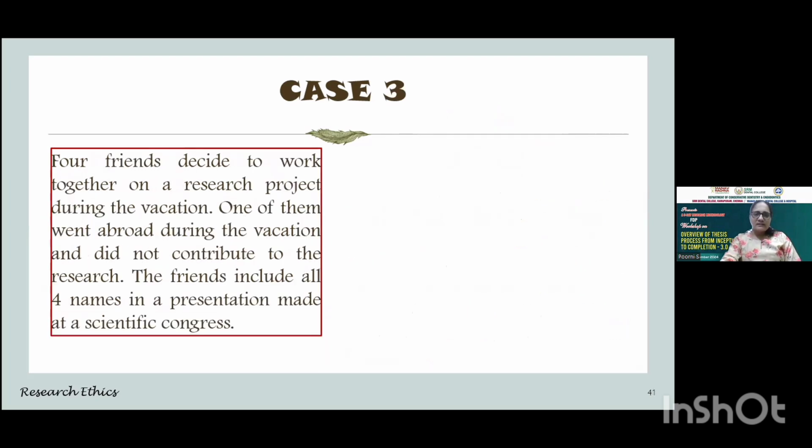So this is case three. This also we come across very often. Four friends decide to work together on a research project during their vacation. One of them goes abroad during the vacation and is unable to contribute to the research. Since they were friends, they wanted to include all four names in the presentation made at the scientific congress. This happens quite often with our postgraduate students. They form a group of four, only two do the work, and the remaining two just give the name.